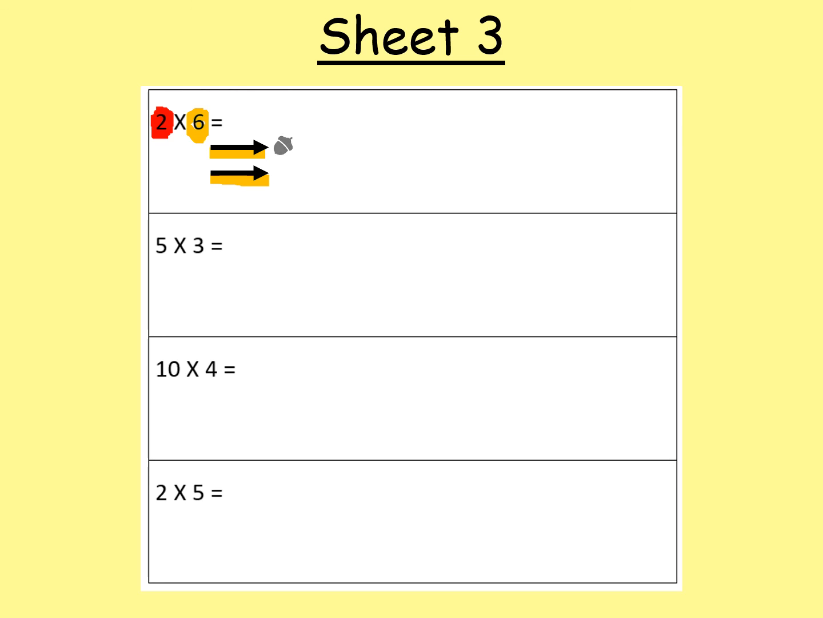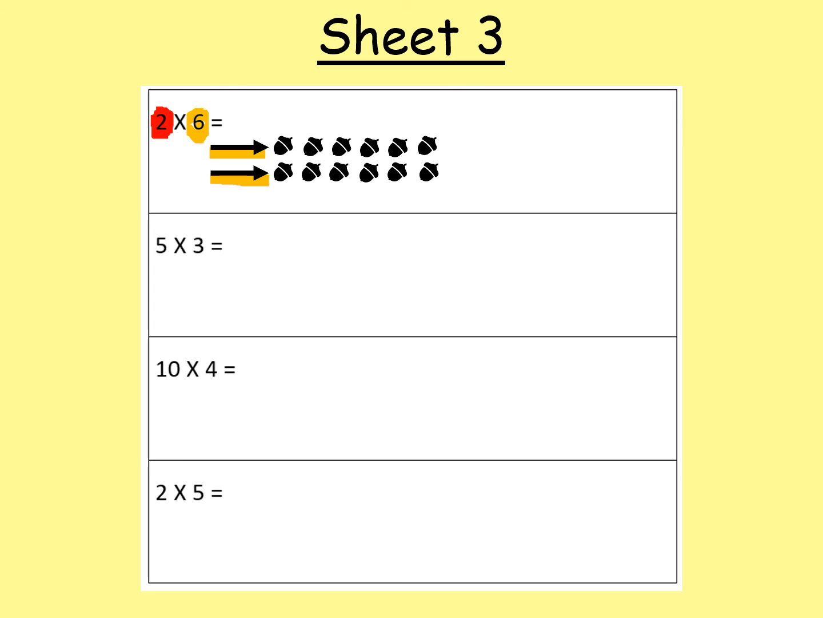So let's do that. We've got 1, 2, 3, 4, 5, 6. I've put 6 in one group, but I need 2 groups, so I need to have another 6. So we'll go 1, 2, 3, 4, 5, 6. If you can draw that for me, that would be great. So then you've got your 2 groups of 6.